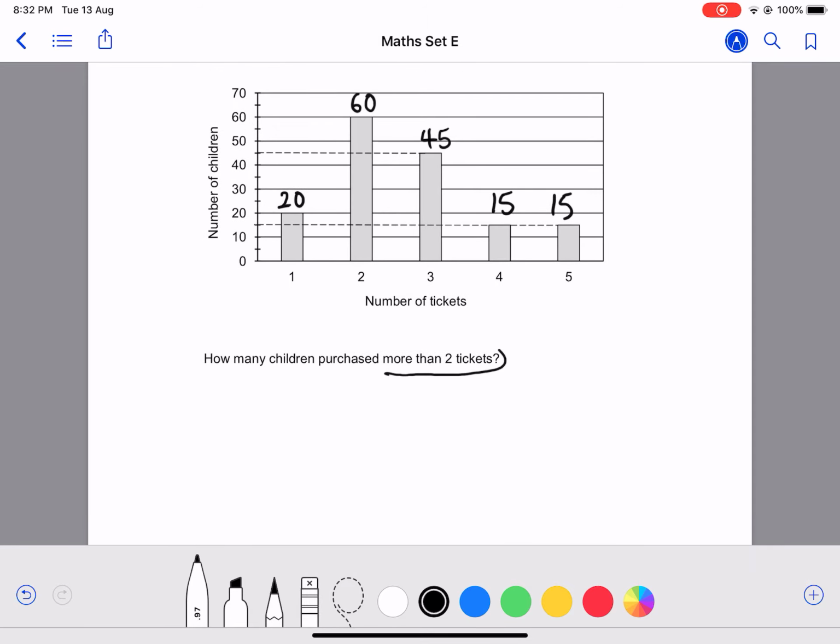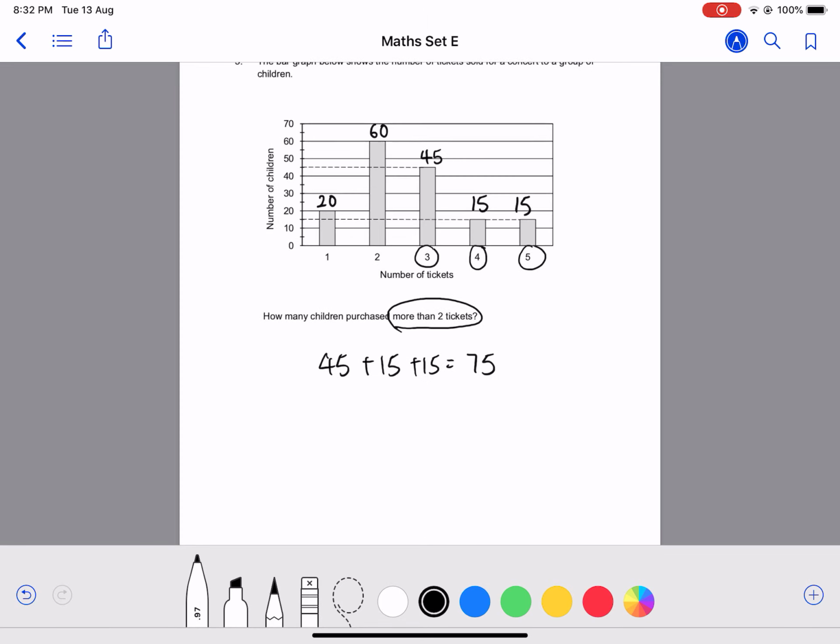So those people who purchase more than 2 tickets will be people who purchase 3, people who purchase 4, people who purchase 5. So 45 plus 15 plus 15 gives you a total of 75. So the answer will be 75 children.